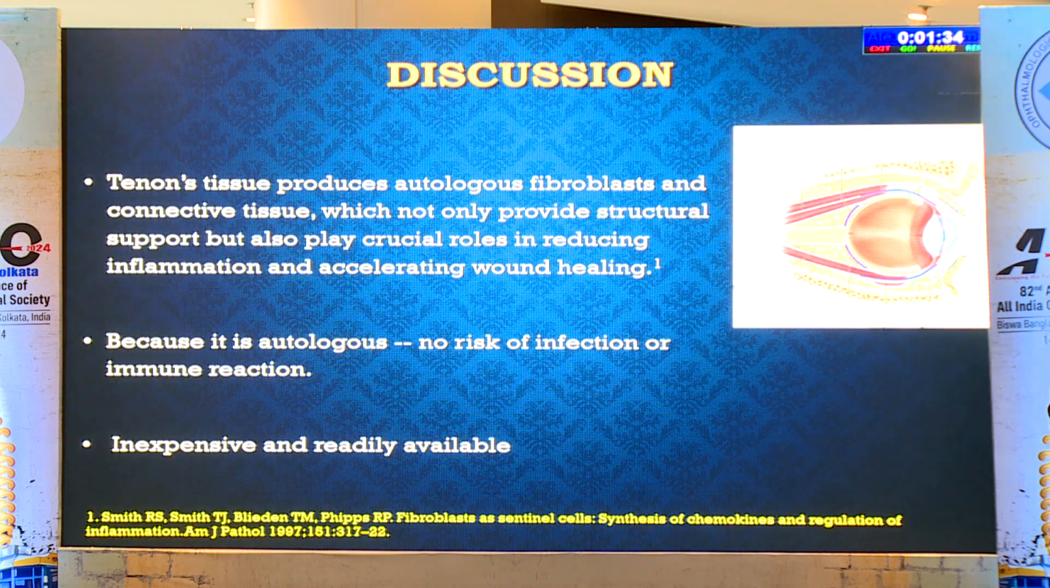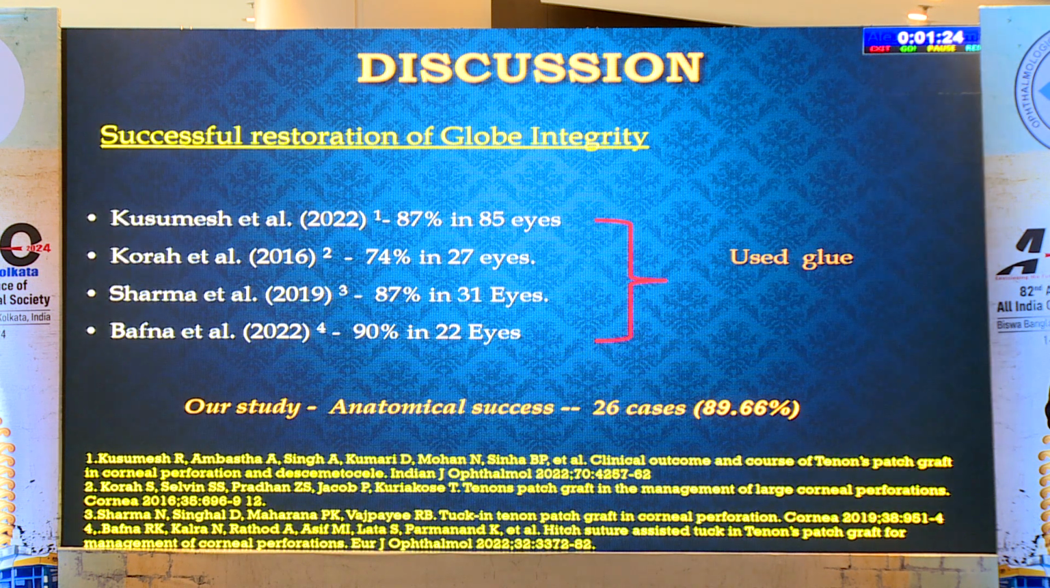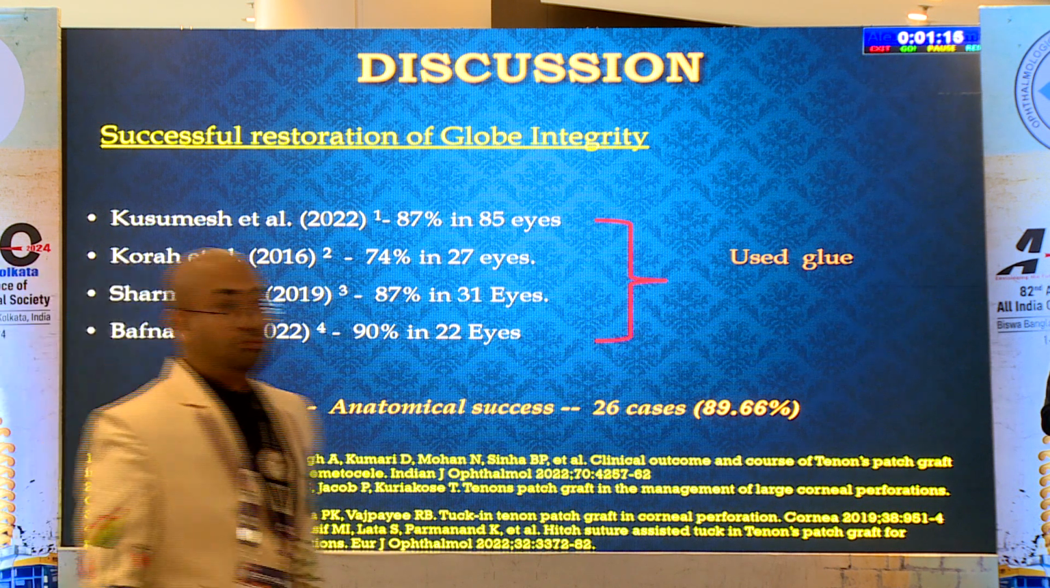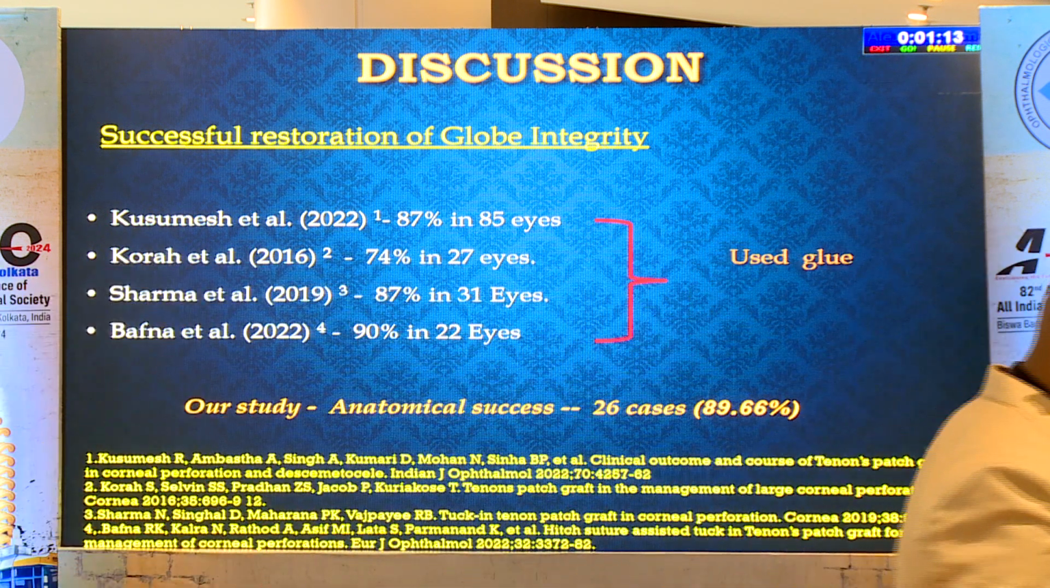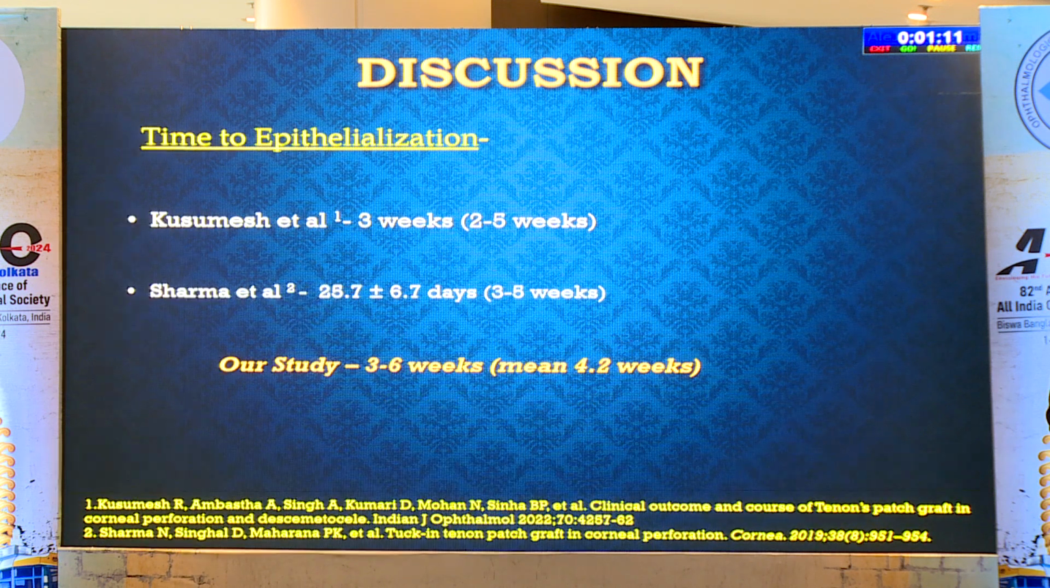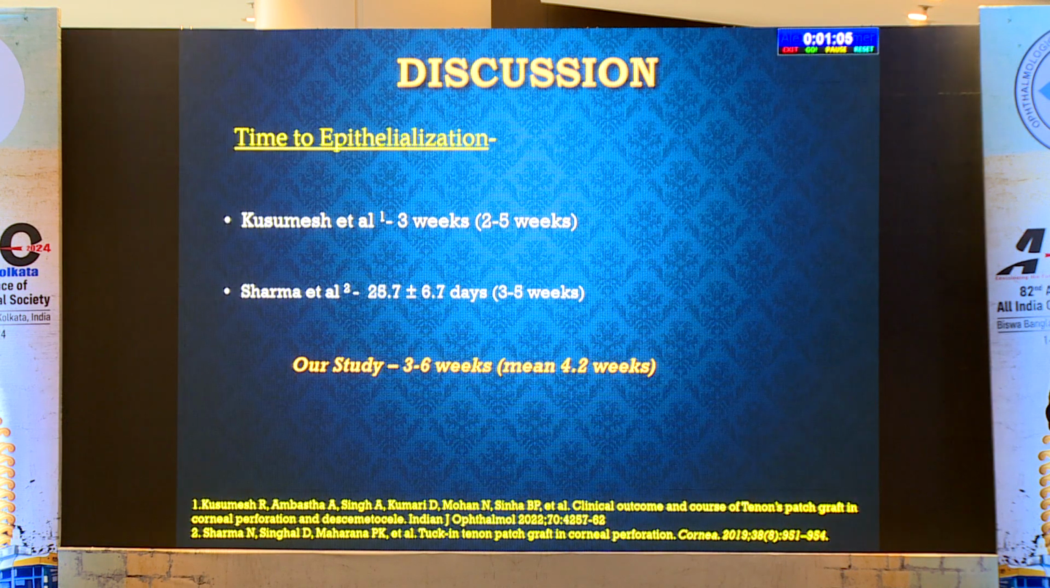So coming to the discussion, Tenon's tissue produces autologous fibroblasts, and because it is autologous, there is no risk of infection or immune reaction. It is inexpensive and readily available. Other studies which used glue show successful restoration of globe integrity in about 74 to 90% of the cases. In our study, anatomical success was achieved in about 90% of the cases. Other studies show time of epithelialization is about 2 to 5 weeks. In our study, it is around 3 to 6 weeks.